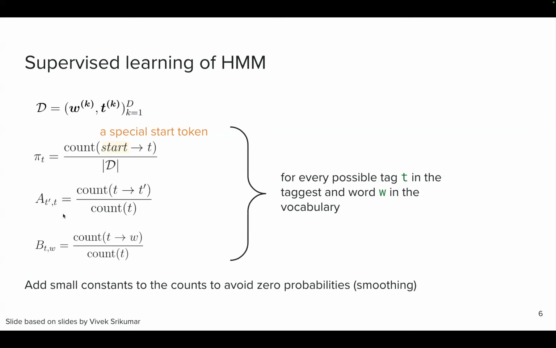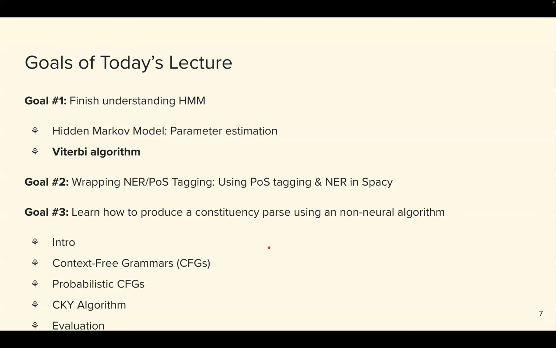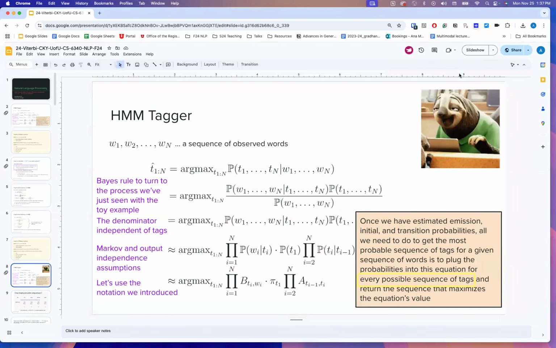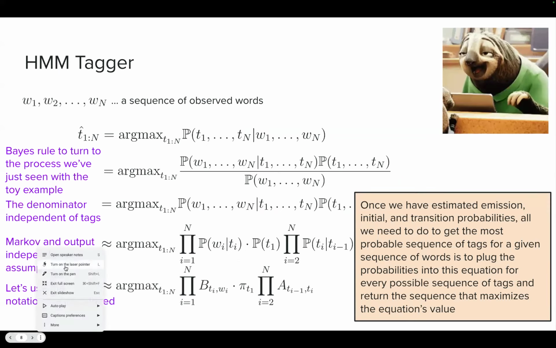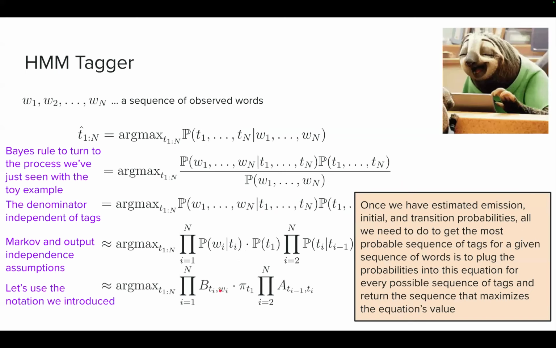And that's it. Now, once you have your labeled corpus and once you have calculated all of these values, you are again ready to get your sequence of tags that maximizes this joint probability over here. Because now you do have values for your emission, initial, and transition probabilities.